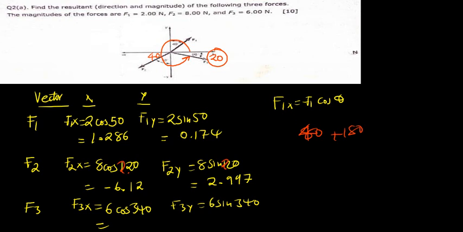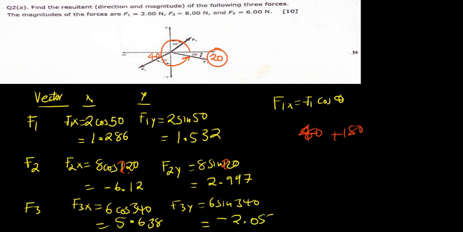Okay, 2 sin 50, that's correct also: 1.532. And then we've got 6 cos 340, which is 5.6638. And then 6 sin 340, which is negative 2.052.